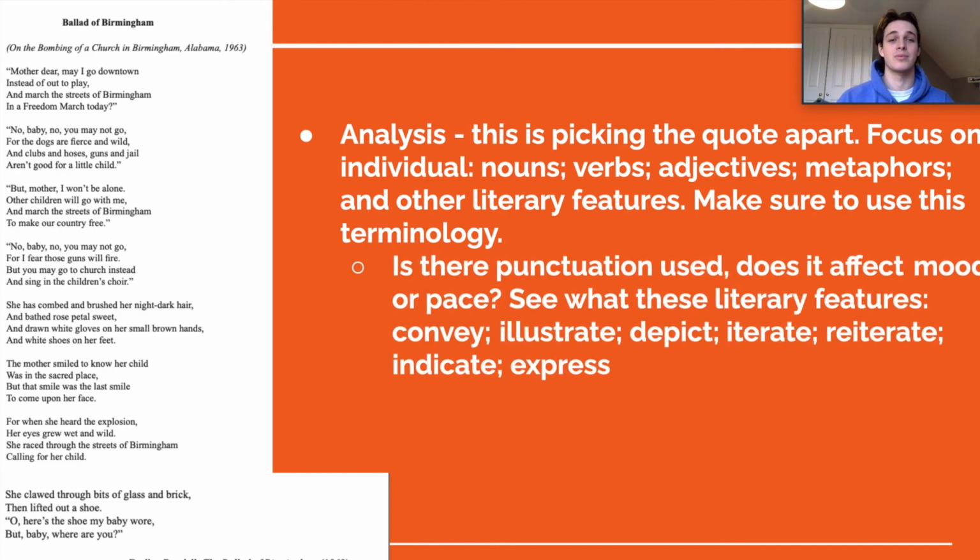Ask yourself if there's punctuation used, if it affects the pace of the poem or the mood. And finally, once you have identified your literary feature, you should say what it either conveys or illustrates, depicts, iterates, instead of just what it shows. Again, the more sophisticated our language is throughout the essay, the better it comes off to the examiner and the higher chance we have of really pushing into that top grade boundary.